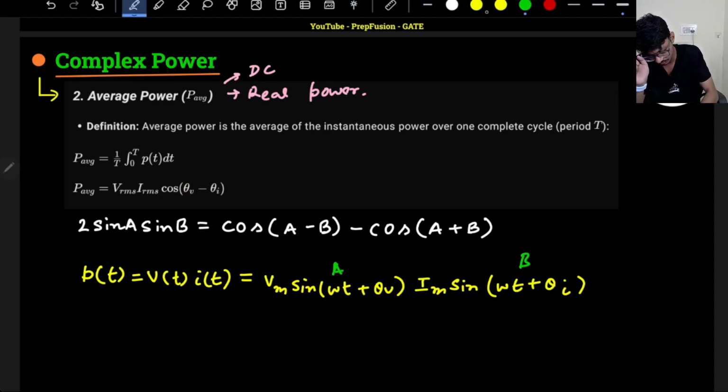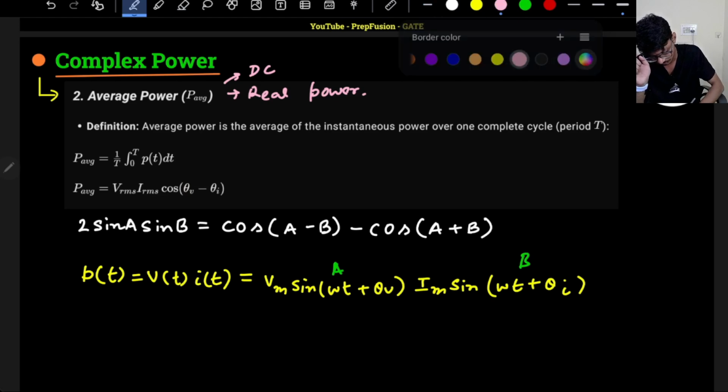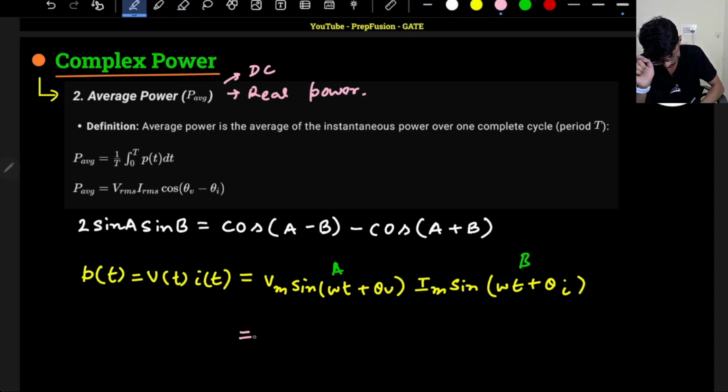So ultimately, what does my Vm Im come out to be? It comes out to be like cos A plus cos B, right? It is 2 sin A sin B equals cos A minus B minus cos A plus B. So what I can do is multiply and divide by 2. Then it will be 2 sin A sin B, and the first term will be cos(A minus B). What is cos(A minus B)? This is A and this is B.